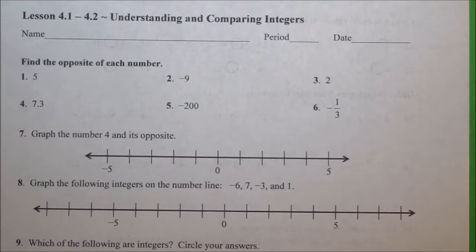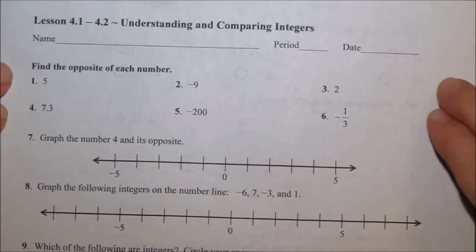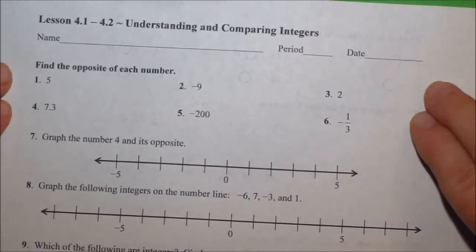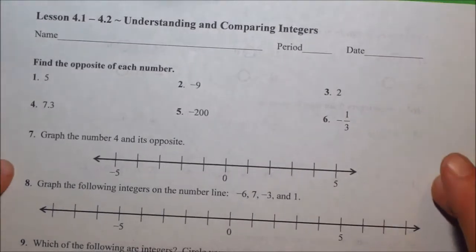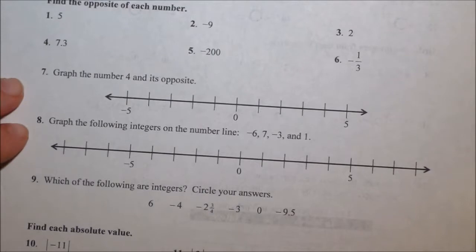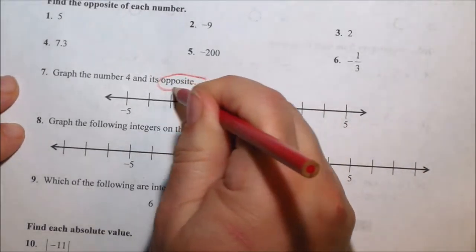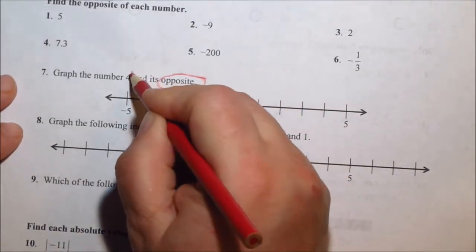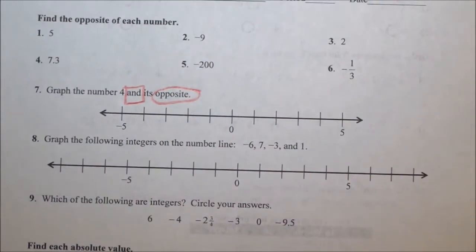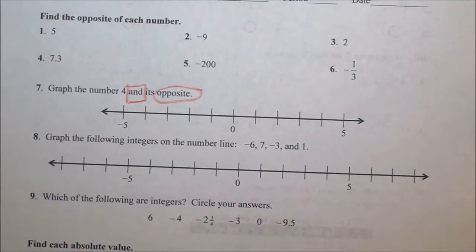And all of these are things we have done in the notes and in the practice problems. So you've got find the opposite of each number. Remember, on finding the opposites, we don't put equal signs. The opposites are not equal to each other. Graph the number 4 and its opposite. So you might want to box "and its opposite." All right, so don't just graph number 4. We're graphing number 4 and its opposite.